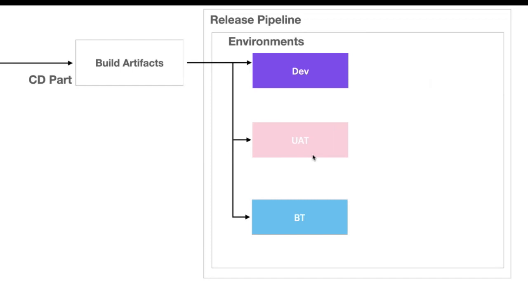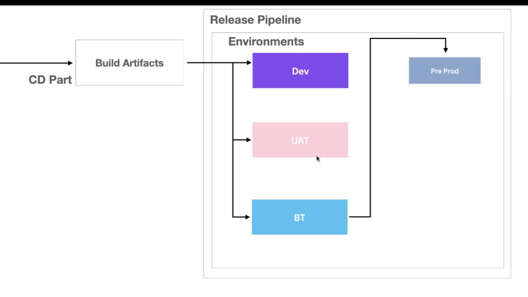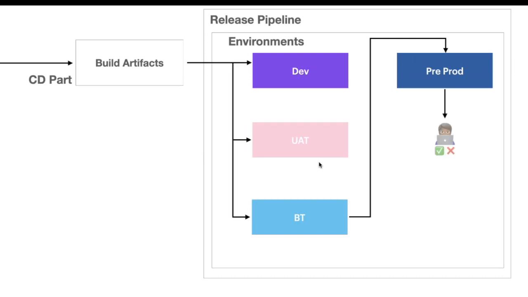Based on your project, you may have different environments. The basic ones will be dev, UAT or user acceptance testing, and BT or business testing. Once development, UAT, and business testing are all completed, it will go to pre-production. After that, after approvals, it will go to production.